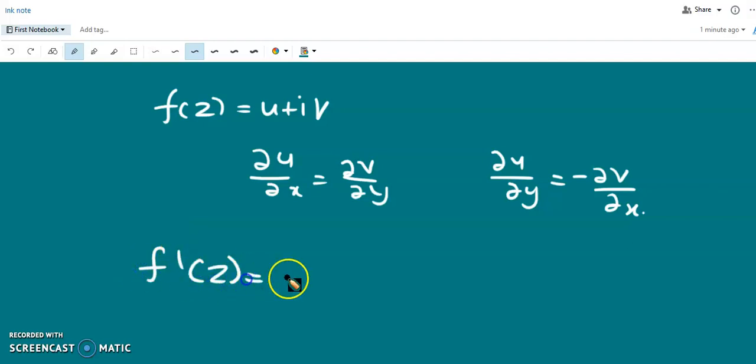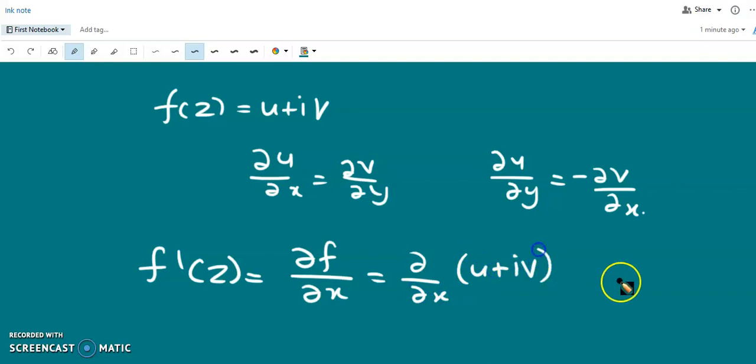Also we know that the first derivative of an analytic function, f dash of z, can be easily calculated as dou f by dou x. That is dou by dou x of u plus iv, that is dou u by dou x plus i into dou v by dou x. So this is the first derivative. So we have to show that this is also analytic.